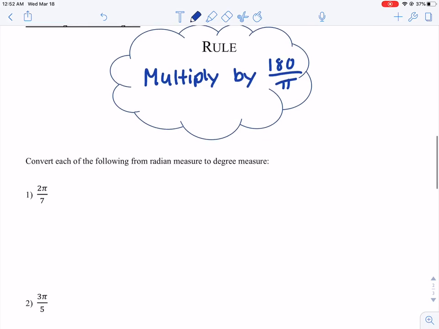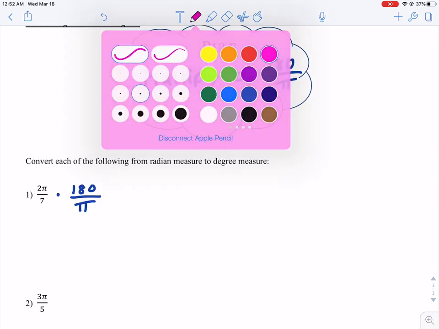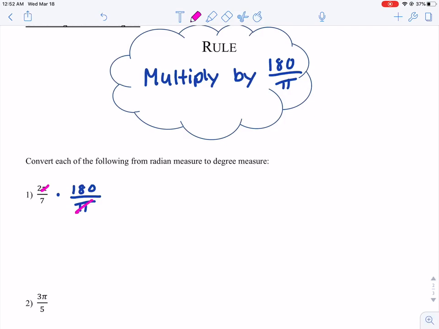So let's take a look at what this looks like. I'm going to take this 2 pi over 7 and I'm going to multiply by 180 over pi. How we remember that these ones are 180 over pi and the pi's on the bottom now is because you always want your pi's to cancel out. I have something in the top and something in the bottom, they're going to cancel out. Now I'm going to multiply across the top. So I'm going to do 2 times 180, which gives me 360. And then I'm going to divide that by 7. So 360 divided by 7.